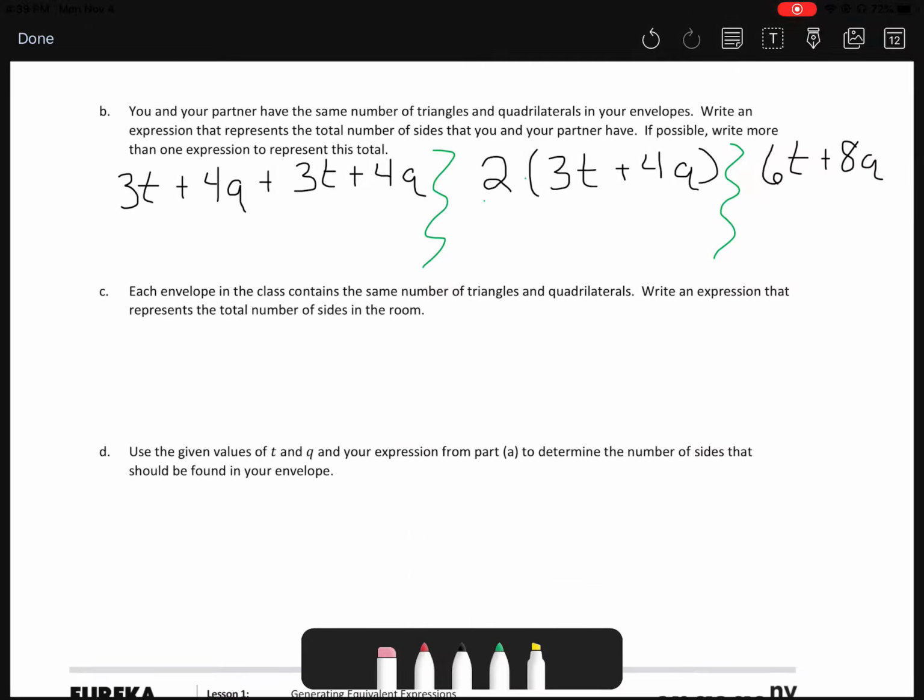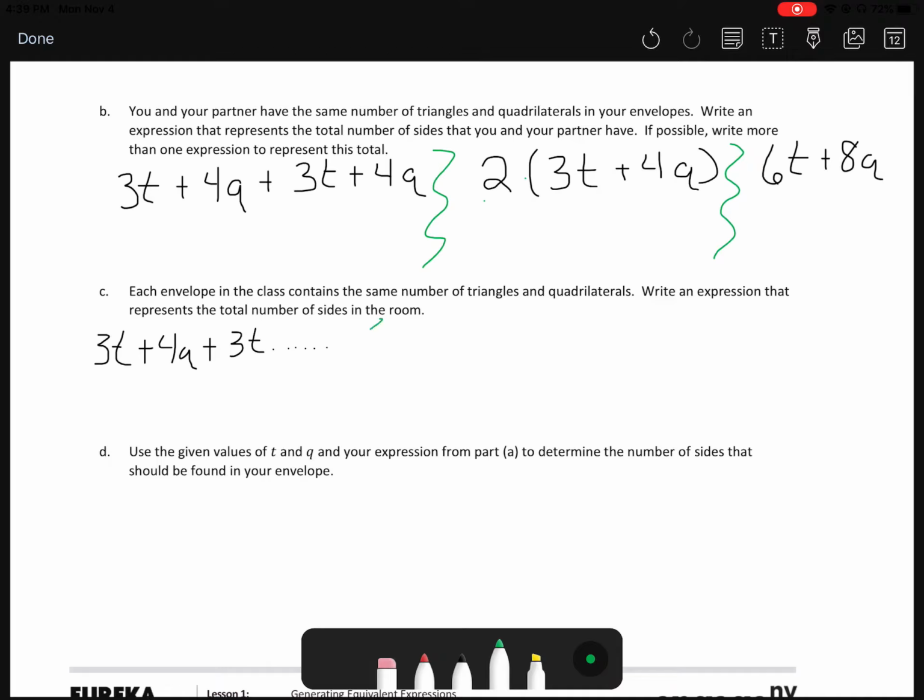Each envelope in the class contains the same number of triangles and quadrilaterals. Write an expression that represents the total number of sides in the room. Just for the sake of today, let's say that there are 20 people in this class. So I can do it just the same way I did the first time. I can do 3T plus 4Q plus 3T, and I can do that 20 times just like I did up there.